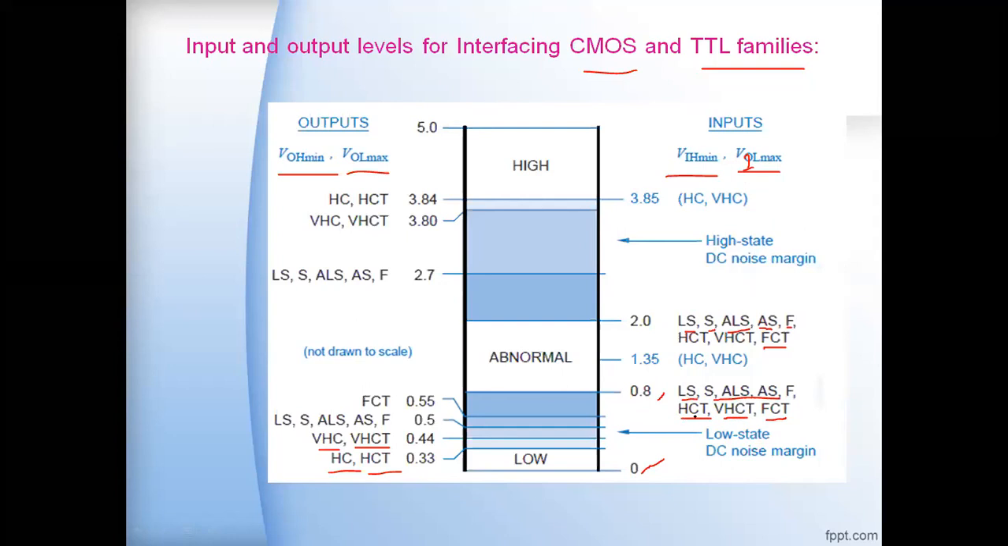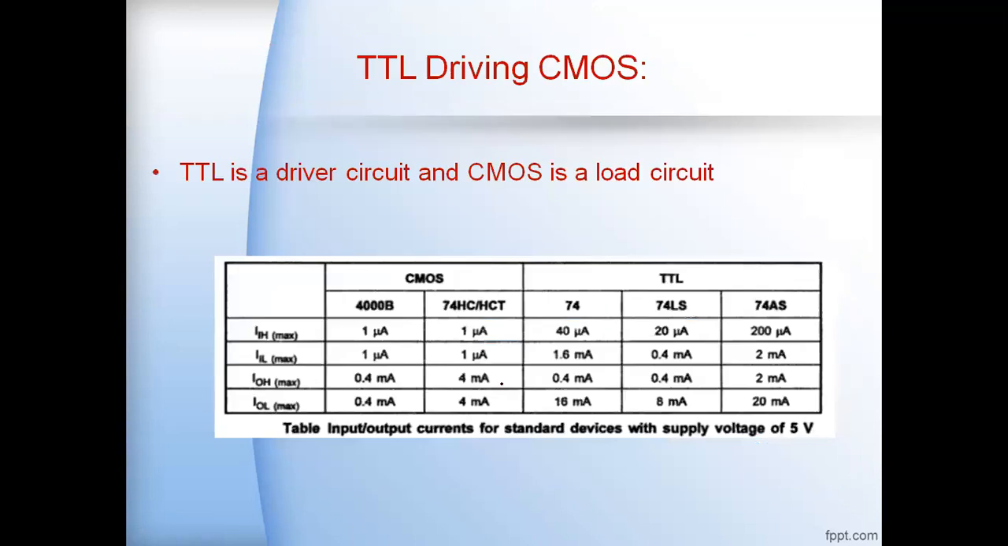HCT, high speed CMOS TTL compatible. VHCT, very high speed CMOS TTL compatible. Fast CMOS TTL compatible. So that's why, when they are compatible with the TTL, their voltage levels must lie between the TTL logic families only. Okay. So from this diagram you can know the logic voltage levels of the CMOS logic families and the TTL logic families. Remember this, and then move on to the TTL driving CMOS.